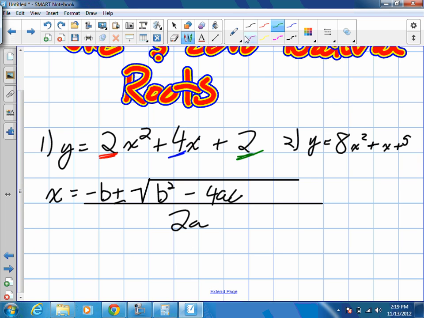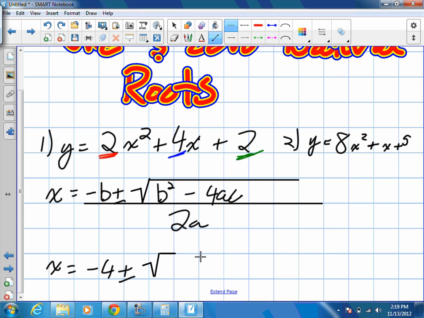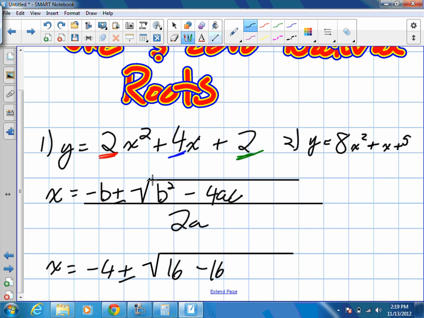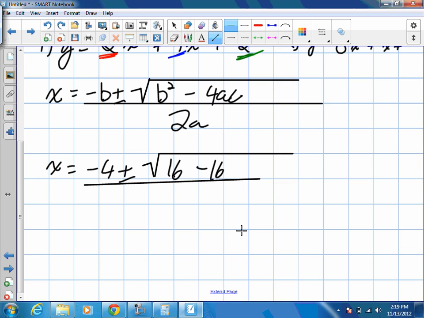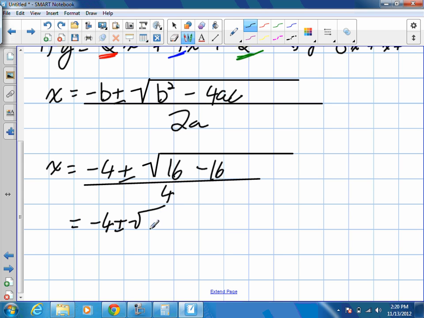Okay, we're going to plug these values in. My b value is positive 4, so when I apply the negative, it'll become negative 4, plus or minus the square root of, well, 4 squared is going to be 16. And then you have negative 4 times a, so negative 4 times 2 is negative 8, times the other 2 is negative 16. So negative 16, divided by 2 times a. Our a value was 2, so it will be 4. Then that equals negative 4 plus or minus the root of 0, divided by 4.